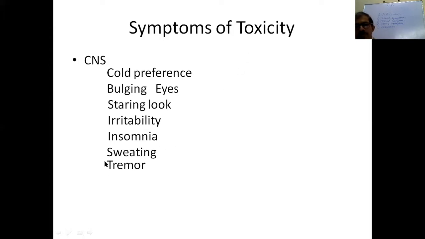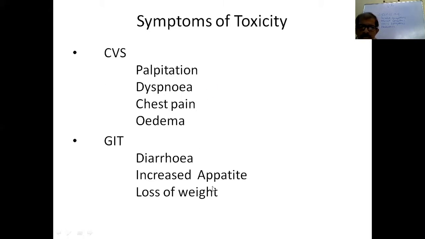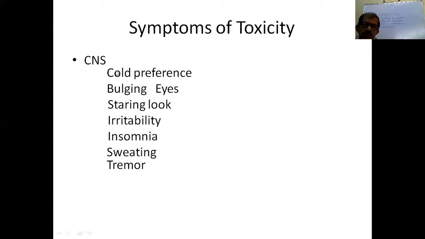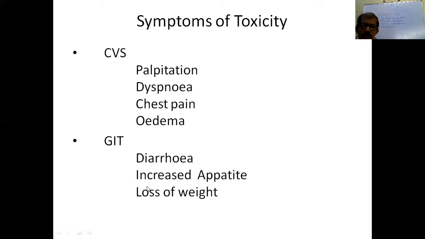Then the patient herself may complain of tremors, or you may observe tremors. So these are the symptoms of the central nervous system. Of course, there are 2 other symptoms which I have put in GIT, but in reality they are of CNS, that is increased appetite and loss of weight. Loss of weight despite increased appetite, these 2 symptoms are very prominently seen in toxicity. Once again: cold preference, bulging eyes, staring look, irritability, insomnia, sweating, tremor, loss of weight despite increased appetite. So these are the symptoms.